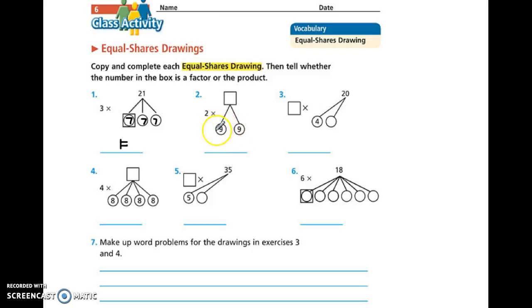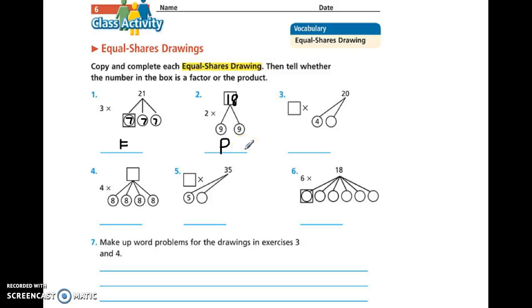This time they gave us the factors, and we have to try to figure out what the product is. So again, you're taking 2 times 9, or you're doing 9 plus 9. So go ahead and think about what you think that is. We'll see if you're right. All right, the answer is 18. 2 times 9 is 18. And then you have to decide, is this a product or is it a factor? You said product? Great work.